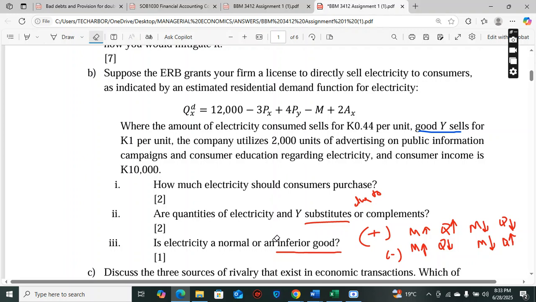Okay. And then, yeah. So let's look at first price elasticity of demand. What do we remember, what's the definition of price elasticity of demand? How quantity demanded responds to changes in price. Okay, that's price elasticity of demand. How quantity demanded responds to changes in price.